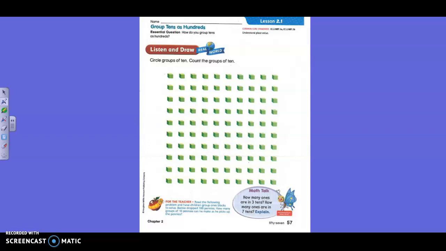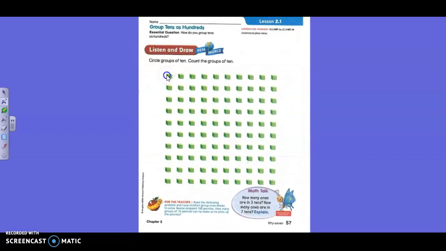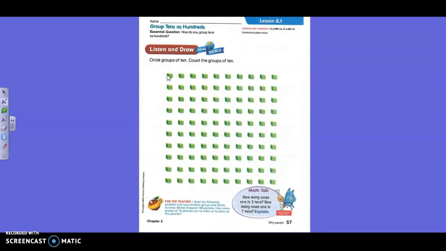So go ahead on your own, count 10. I don't care if you go down or sideways or how you do it, and then circle it and see how many circles we could make. I think we can make 10 circles. You think so? All right, let's see if you're right. Go ahead and do it.